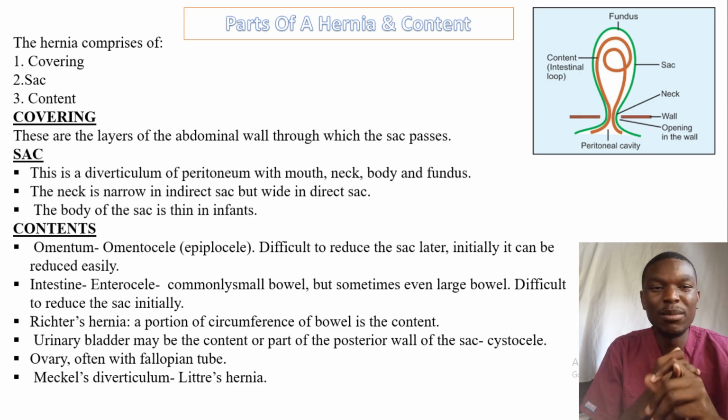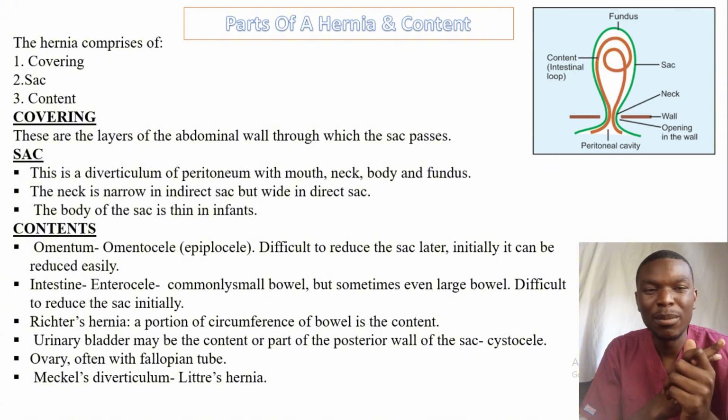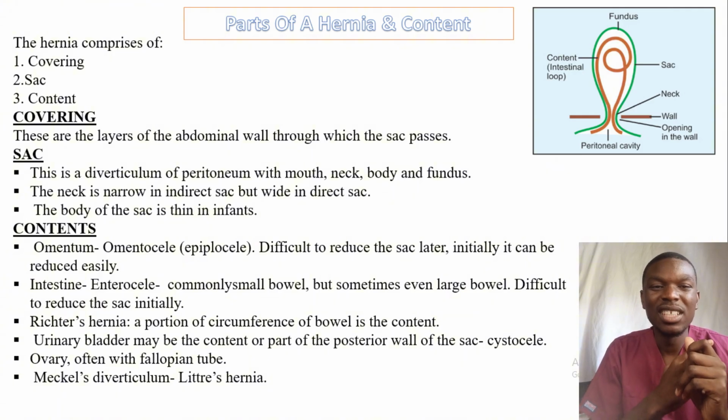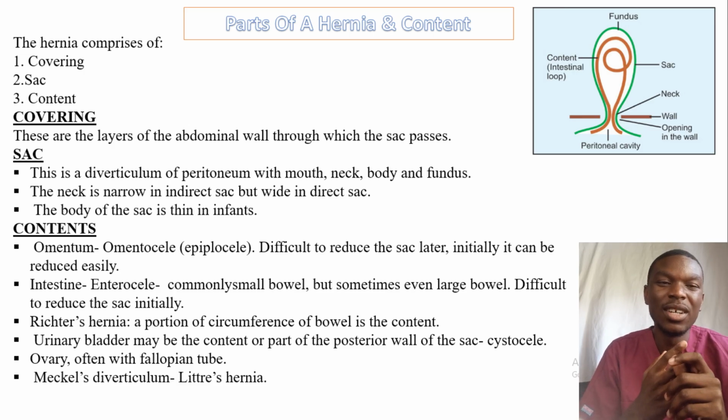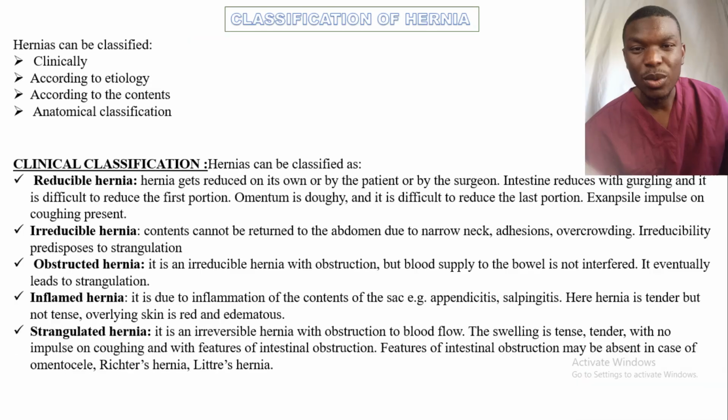So these contents can be intestines, can be urinary bladder, can be ovaries, ovarian or fallopian tubes.